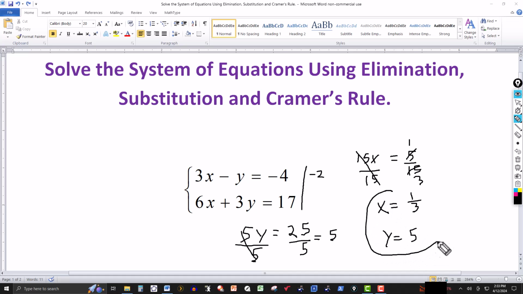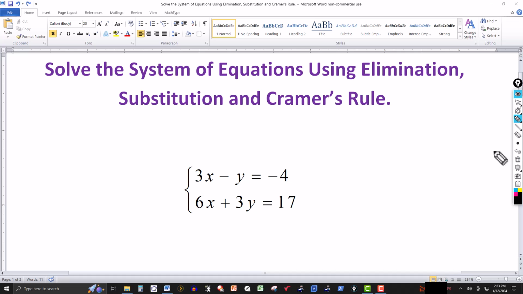So the solution to this then is x is equal to 1/3, y is equal to 5. We could also give the solution as an ordered pair, depending on what they ask you. And this ordered pair simply means that if you were to graph these 2 lines, they would intersect at the point 1/3, 5. Okay, let's go to the next method.